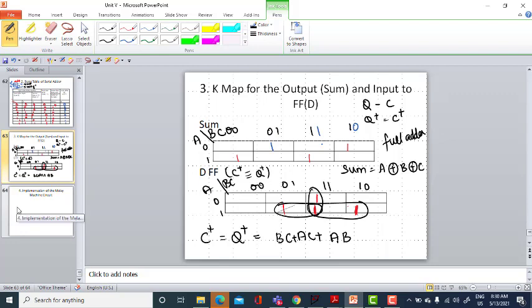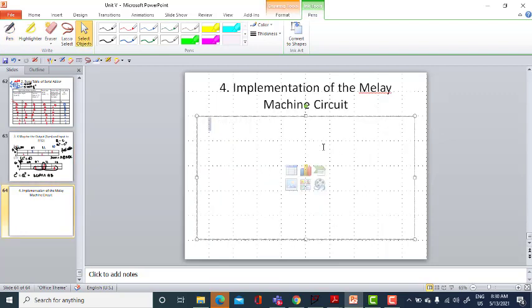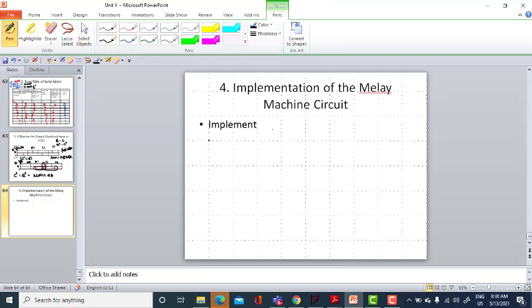Next, we know the expressions and we are going to implement them with a circuit. The expression for your sum is A XOR B XOR C. And for your next state, which is the state of the flip-flop, it is AB plus BC plus AC.